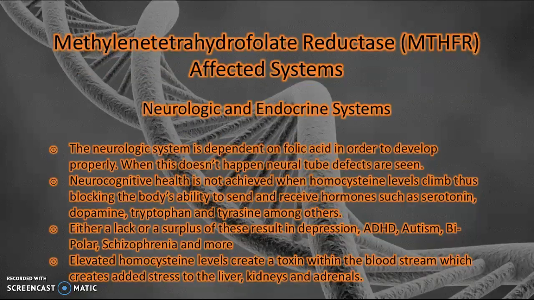As it affects all the systems, we're going to go through and see, per each system, which ones are affected and generally how. For the neurological system, we know that it is dependent on folic acid in development in the embryonic stages, as far as the neurons being able to transfer and accept the different chemicals that our brain releases. Chemicals such as serotonin, dopamine, tryptophan, tyrosine, amongst many, many others. So this obviously affects our neurocognitive health.